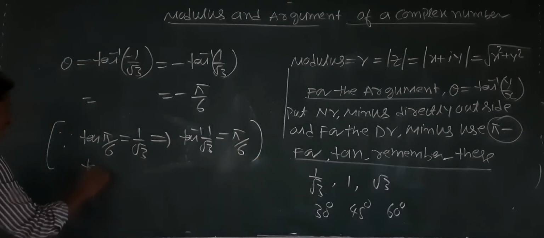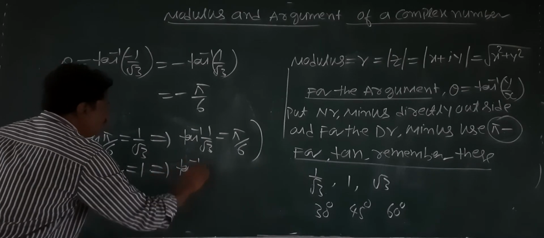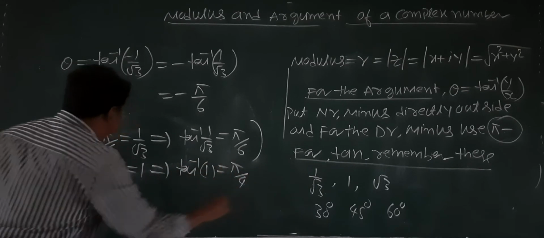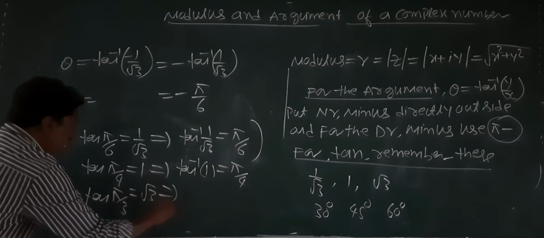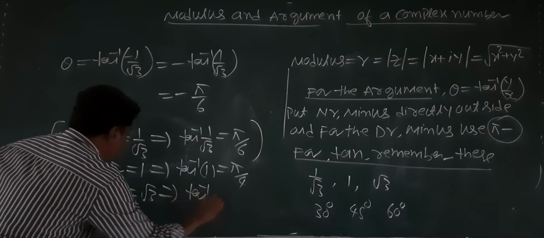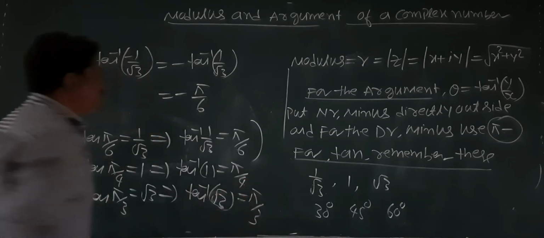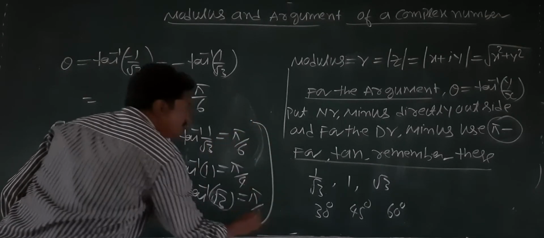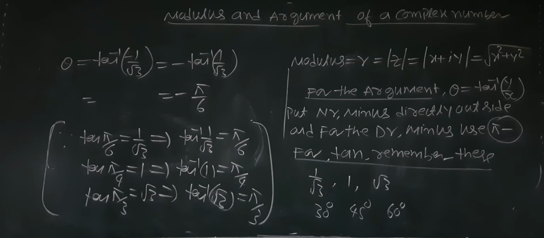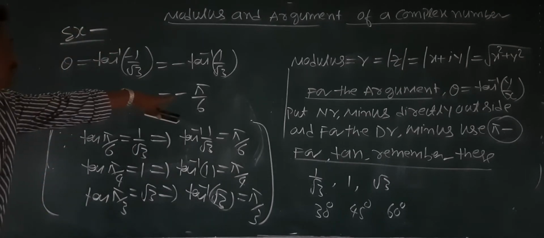One more. So tan pi by 4 equals 1. That implies tan inverse 1 equals pi by 4. Now see, tan pi by 3 is equal to root 3. That implies tan inverse root 3 is equal to pi by 3. Useful concepts. You practice these things, students. You remember these things. So this is how we use examples. So it is minus pi by 6.